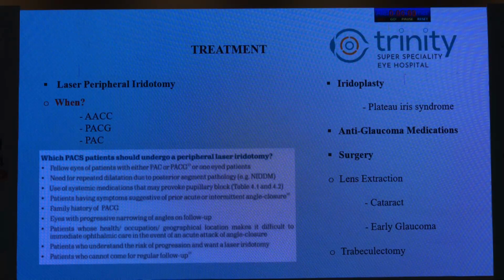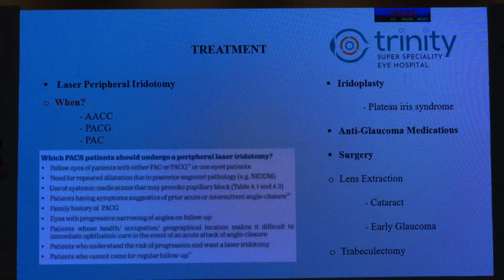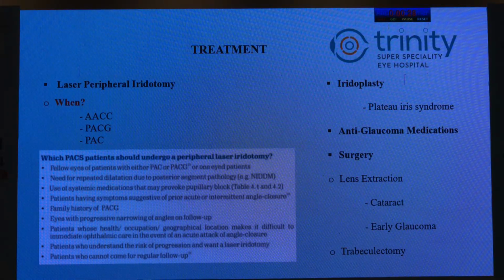Now, when should you do it? After the ZAP trial, it is not necessary that we do a peripheral iridotomy for all angle closure suspects. Definitely when it is an acute attack, and the patient is a case of primary angle closure glaucoma, or even primary angle closure, you can do an iridotomy. Other conditions where you can do an iridotomy are the fellow eye of a patient with angle closure glaucoma or angle closure, repeated episodes or symptoms, if the patient cannot follow up, or if the patient understands the risk of progression and asks for a laser peripheral iridotomy. In all these scenarios you can definitely go ahead with a peripheral iridotomy.